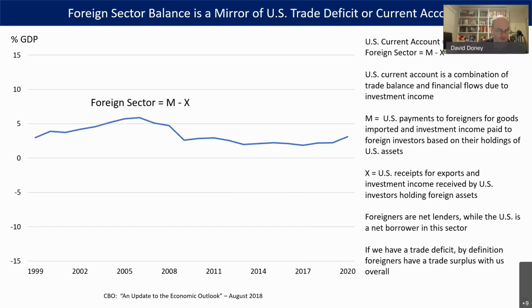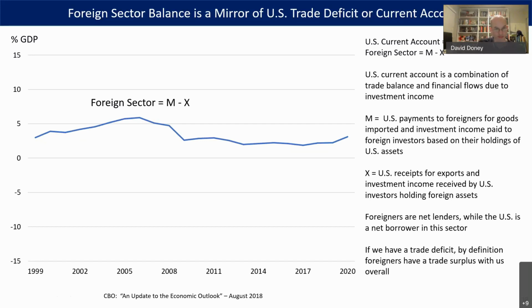Now, the next one is the foreign sector, and this is really the flip side of the trade deficit, approximately. So the U.S., as you know, imports a lot more than we export, so we have a trade deficit. The way this model defines the foreign sector is from the foreigner's perspective, the rest of the world taken in aggregate. So if the U.S. has a trade deficit with the rest of the world together, if you add up all the countries, the rest of the world has a trade surplus with the United States. So our trade deficit is their trade surplus, and that's what shows up here.